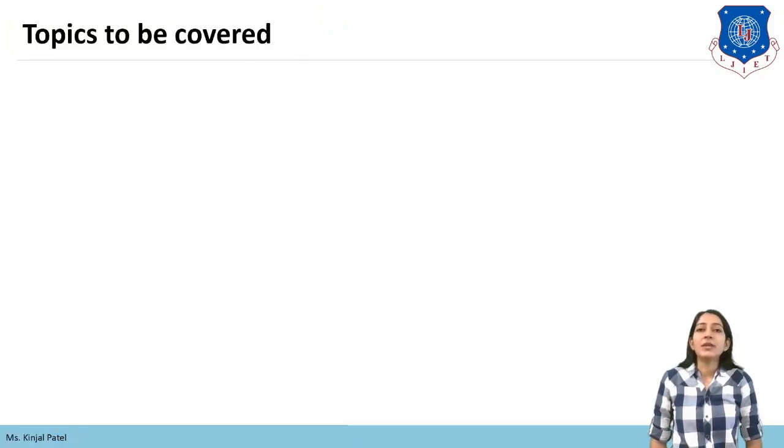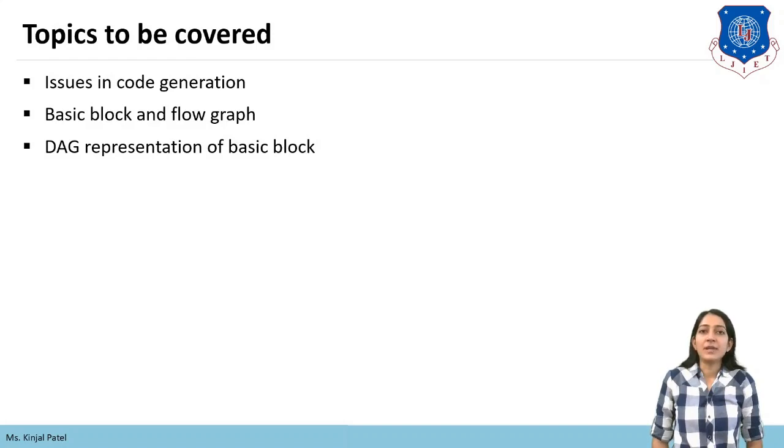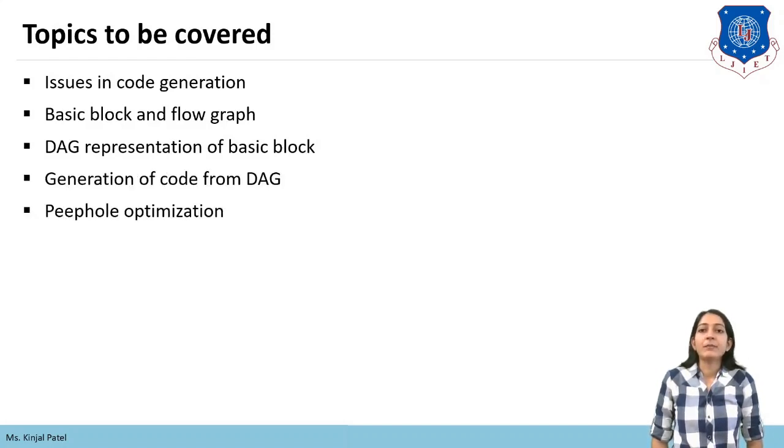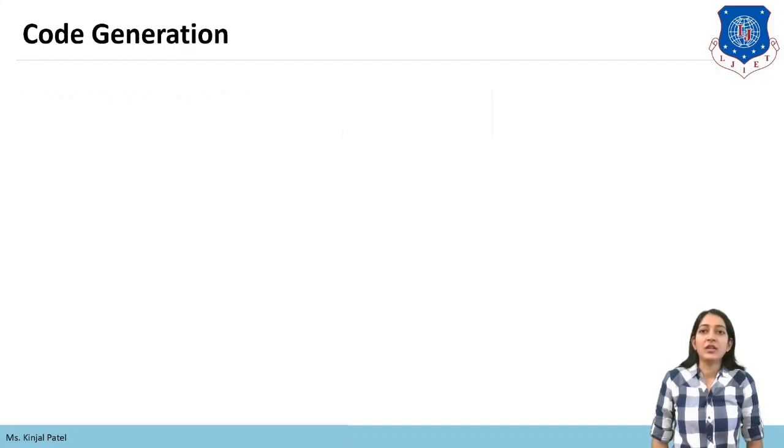So the topics to be covered in chapter 8 are issues in code generation, basic block and flow graph, DAG representation of basic block, generation of code from DAG, peephole optimization, and loops in a flow graph. And in this lecture, we'll learn issues in code generation.